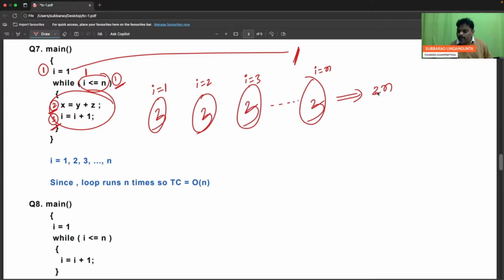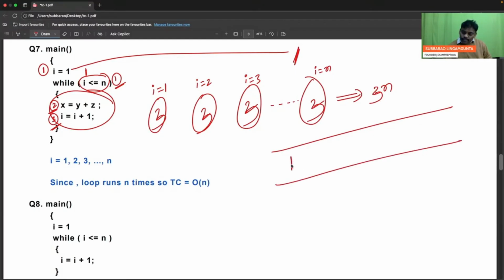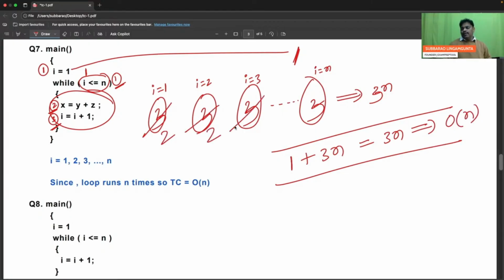It will become 3n. So finally, if you observe, the first statement executes one time, right? The second part executes 3n times. Finally, the bigger one is 3n, but 3 is a constant, ignore. So finally, time complexity is big O of n. That is the reason 2n, 3n doesn't matter. At the end of the day, 3 is a constant, 2 is a constant, we are ignoring.